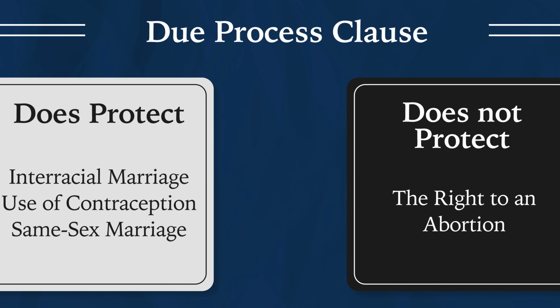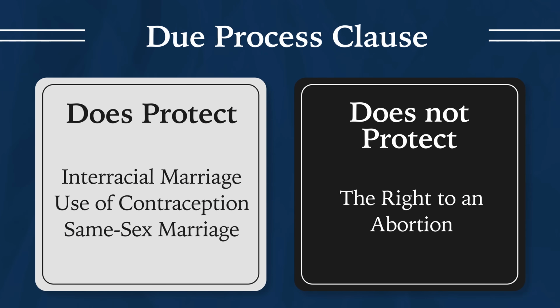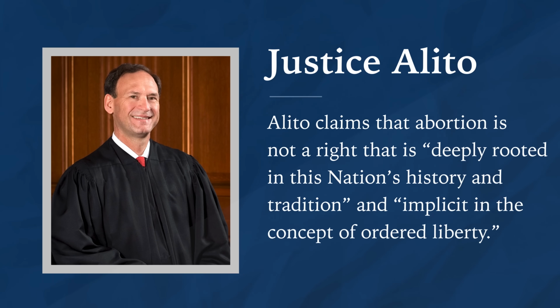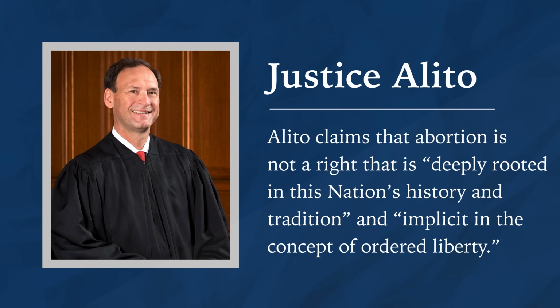And Justice Alito states that the Due Process Clause protects the right to interracial marriage, the right to use contraception, and the right to same-sex marriage, but it does not guarantee the right to abortion. Why? Well, according to the majority, the test for unenumerated rights is whether the right is deeply rooted in the nation's history and tradition and implicit in the concept of ordered liberty. And according to Justice Alito, abortion doesn't qualify under that standard.